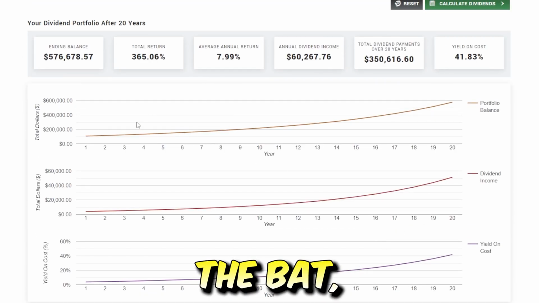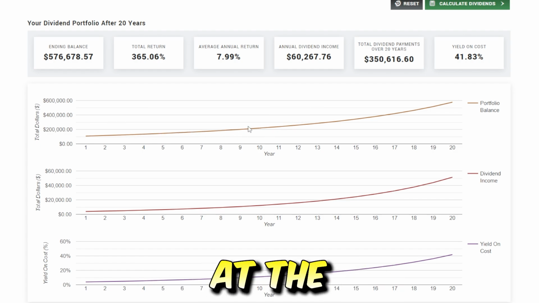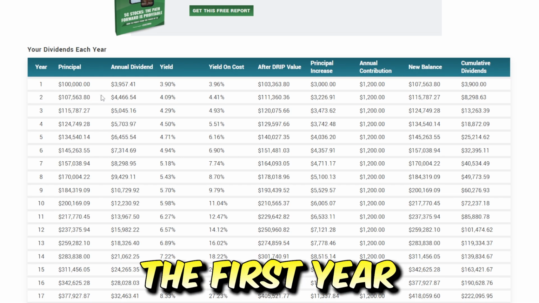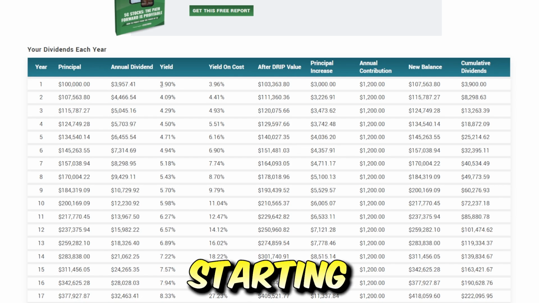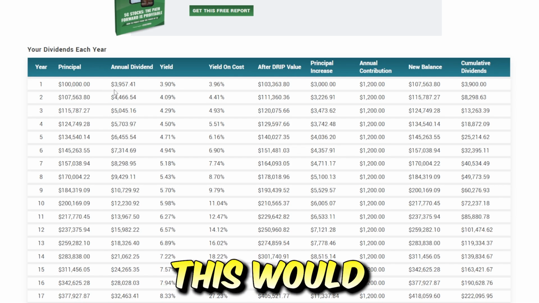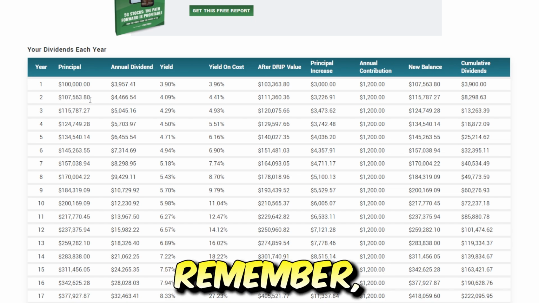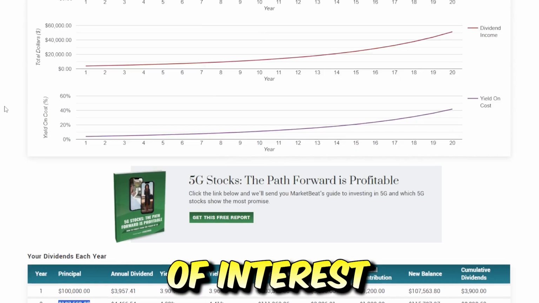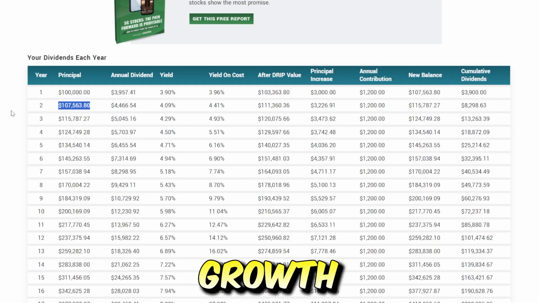So as you can see right off the bat, before we go through the numbers, you can see that the compound interest is really taking place by just looking at the shape of the graph. So the way this works is then simple. The $100,000 the first year would earn you around $3,900 off the starting yield around 3.9%, and this would bring you to around $107,000 by year number 2. But remember, now you are going to earn more interest off this number because the amount of interest that you're earning on an annual basis is now moving up. Because of course, dividend growth and the power of compounding is happening right before our eyes.